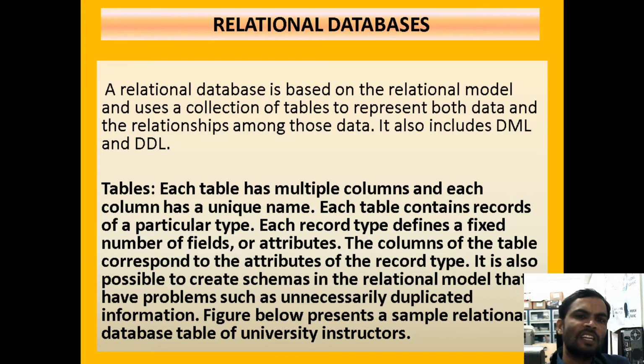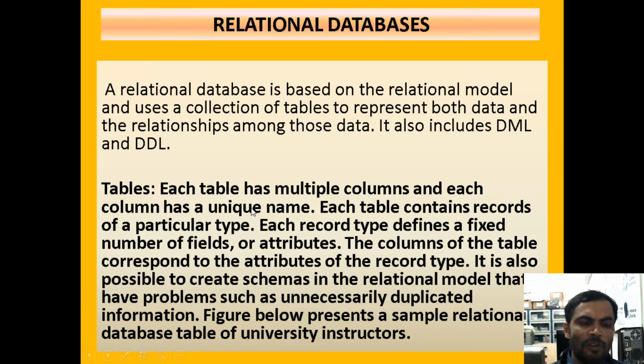The relational database is a collection of tables, and we represent data in the format of tables. A table consists of rows and columns. Each table has multiple columns, up to n number of columns. In a single table I may declare 12 or 20 attributes based on your requirement. Each column has a unique name.